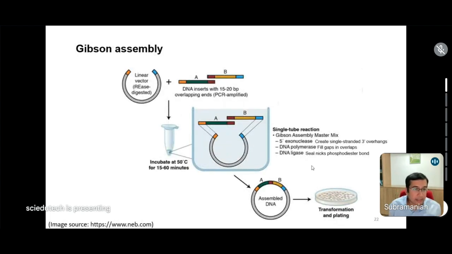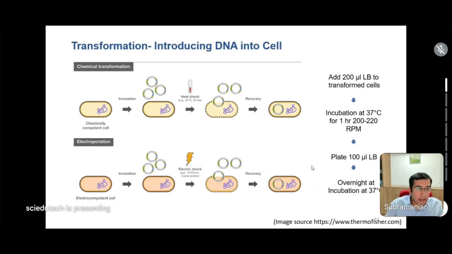Then you have a similar strategy called Gibson assembly, where you can put more than one piece of amplified DNA fragment together by mixing them up. It's also a recombination-based cloning, but here you can have any number of pieces stitched together in a particular vector. Next slide, please.